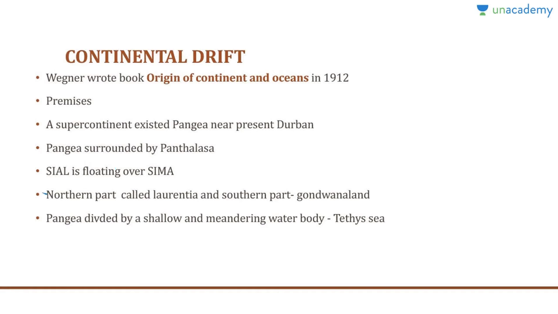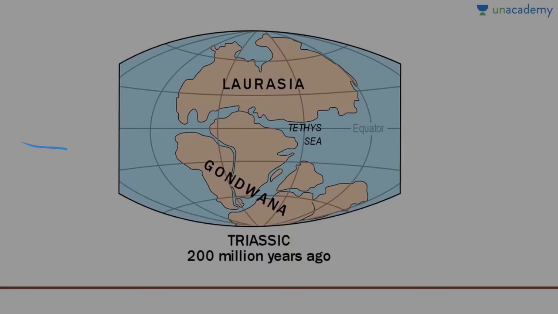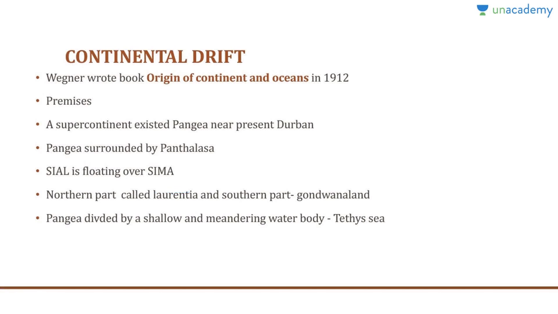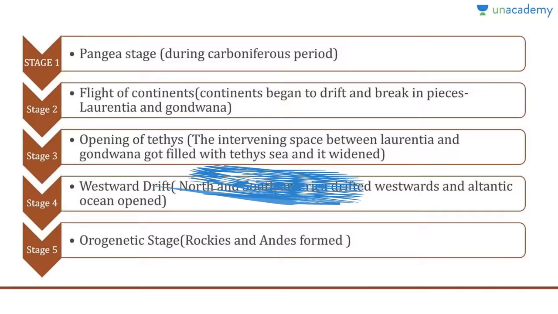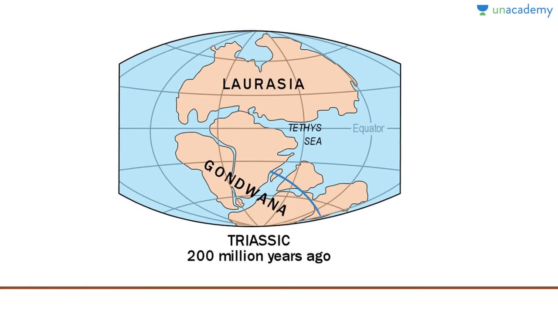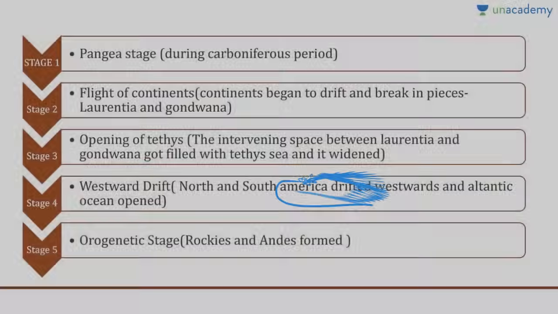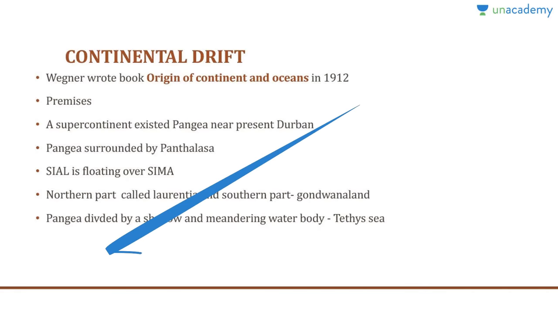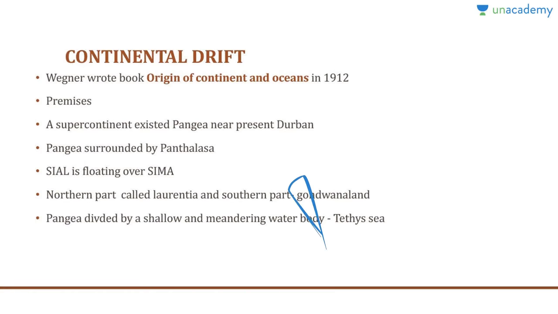Then Sial was floating over Sima. Sial is silica and aluminium, and Sima is silica and magnesium. Sial represents the continental crust and Sima the oceanic crust. The northern part of Pangaea was known as Laurentia, and the southern part as Gondwana land. You can see Laurentia and Gondwana land here, and if you closely see this one, this is India, which was a part of Gondwana land. Then Pangaea was divided by a shallow and meandering water body known as Tethys Sea, the intervening water body between Laurentia and Gondwana.